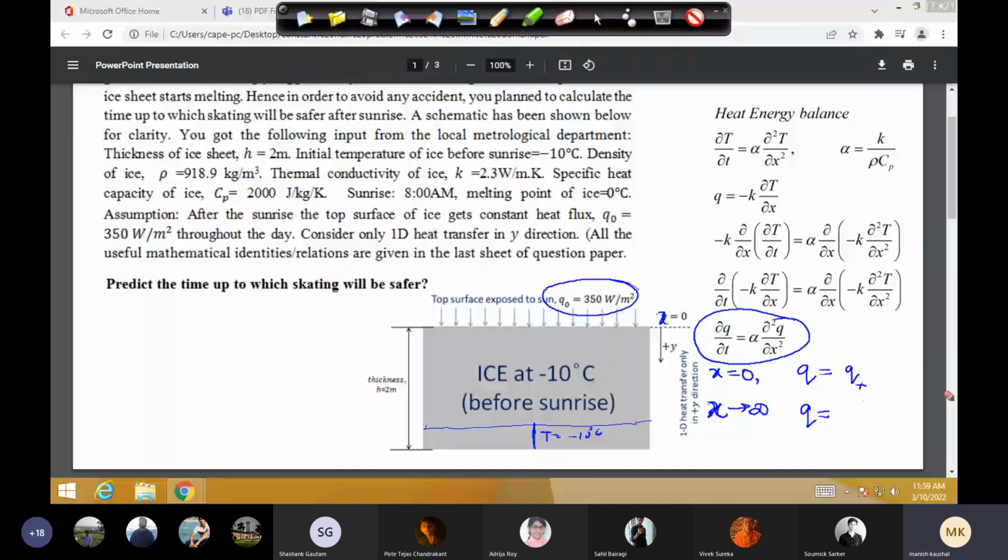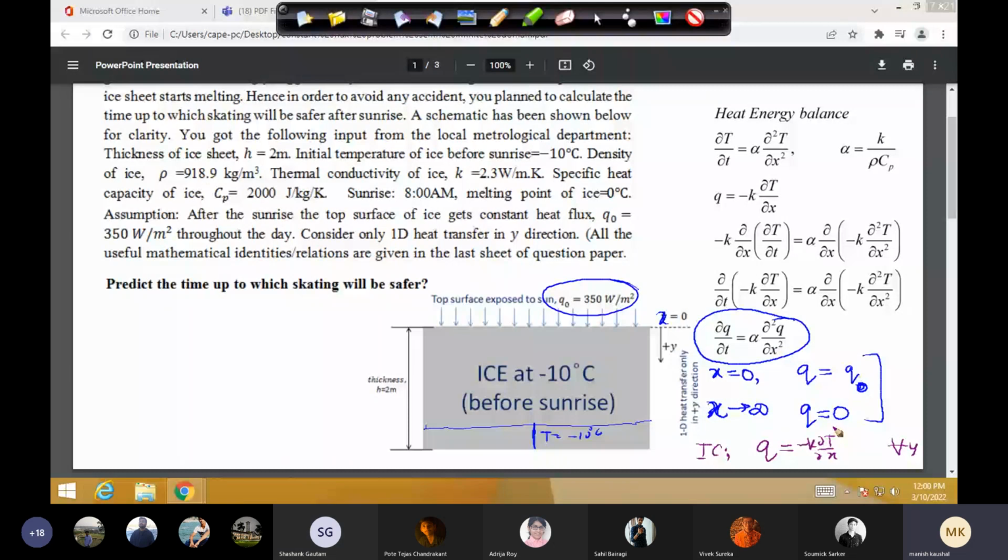Let's write down the initial condition. Again, what is the value of Q initially at t equal to 0 for all x? Again, take the help of minus k dT by dx. Initially, what is the temperature at all places? Anyone? Minus 10. So what is the value of the gradient in the beginning if temperature is uniform everywhere? 0.